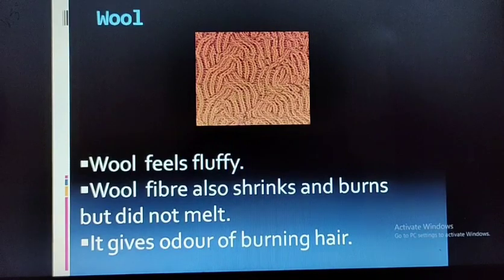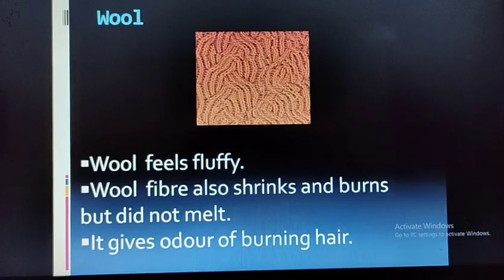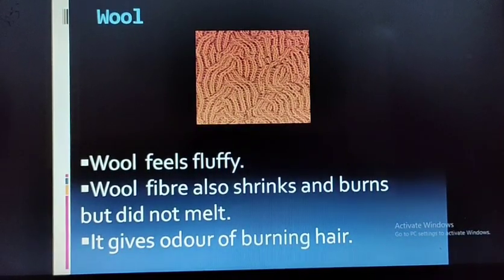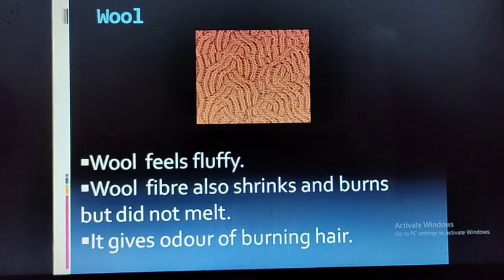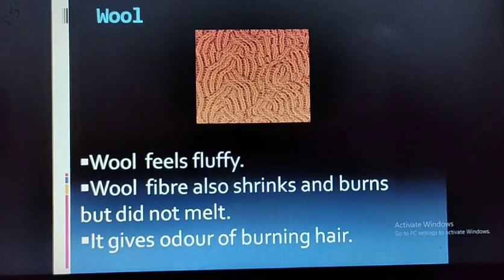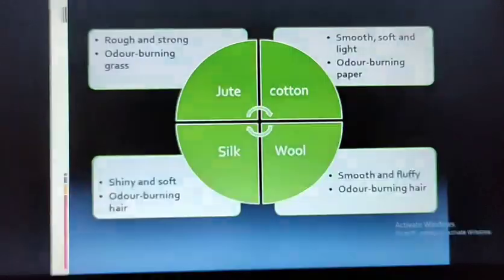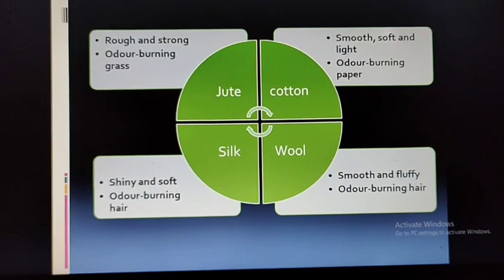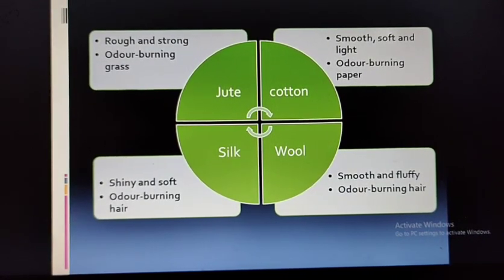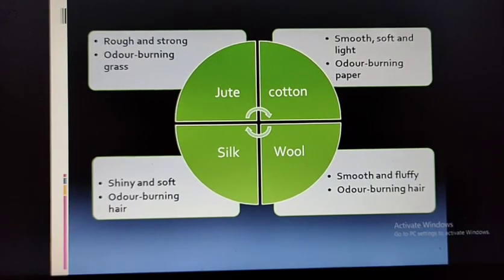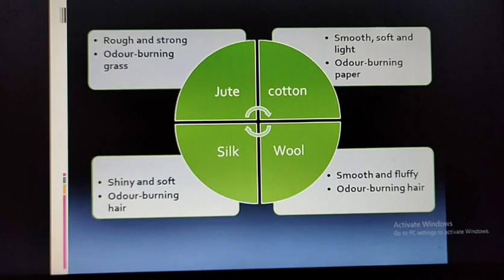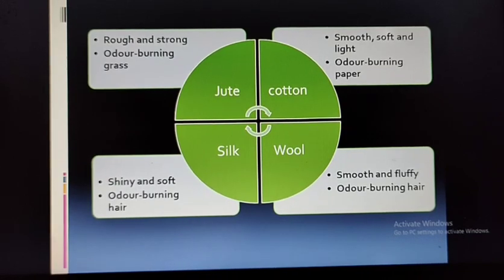Next is wool. Wool feels fluffy. Wool fiber also shrinks and burns but does not melt. It gives an odor of burning hair, as we already know that wool is the hair of an animal. Students, this chart will definitely help you to fill in the table which you copied in your notebook. This chart consists of the various properties of fibers.